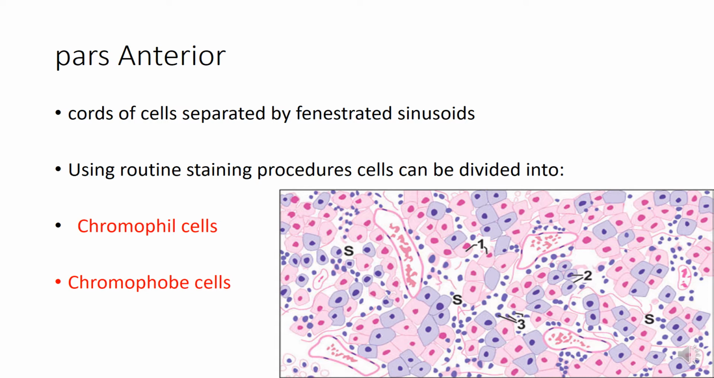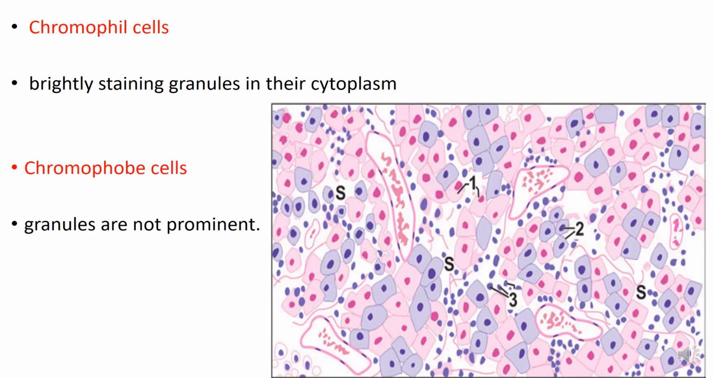Okay. So in the pars anterior you have both chromophil cells and chromophobe cells, which are arranged as cords and are separated by fenestrated sinusoids. So chromophil cells usually have bright staining due to the granules in the cytoplasm, whereas in chromophobe cells the granules are not prominent, so they won't take up much color.